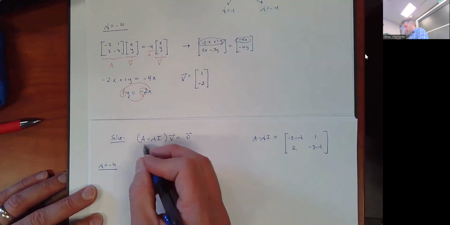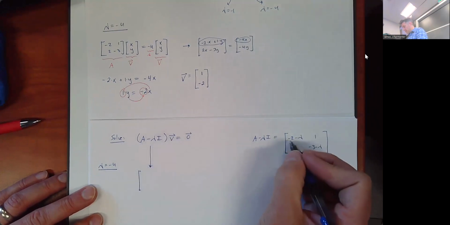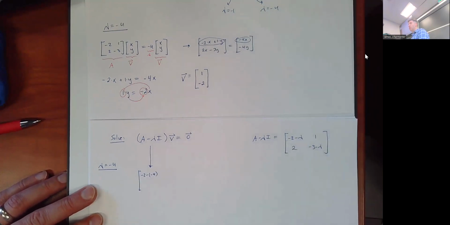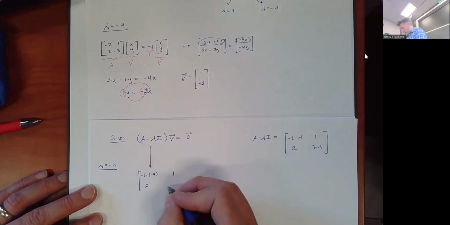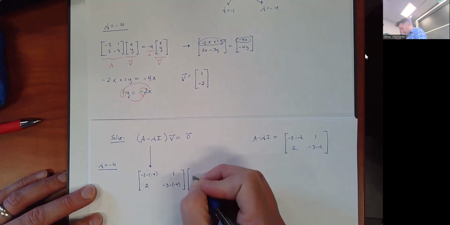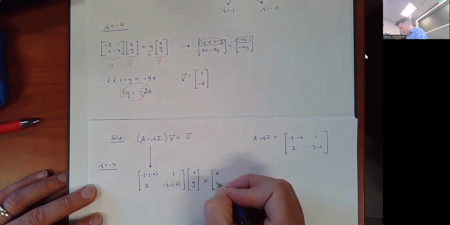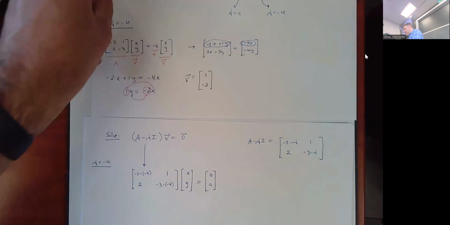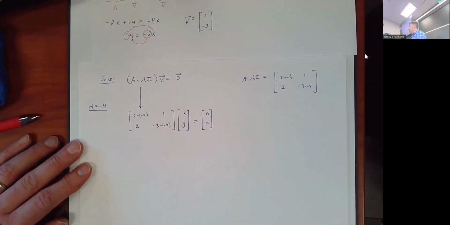So my A minus lambda I is going to be -2 minus -4. Again, you should just write down that it's equal to 2. And then 1, and then 2, and then -3 minus -4, times the unknown eigenvector, still calling it xy, equal to the 0 vector. This will yield the same eigenvector or a multiple of the eigenvector. It's just another way of getting there.